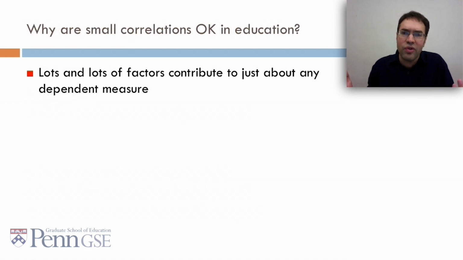Why are small correlations okay in education? Is it just that we're inferior to physicists? I'll ask my dad, he's a physicist. Lots and lots of factors contribute to just about any dependent measure.